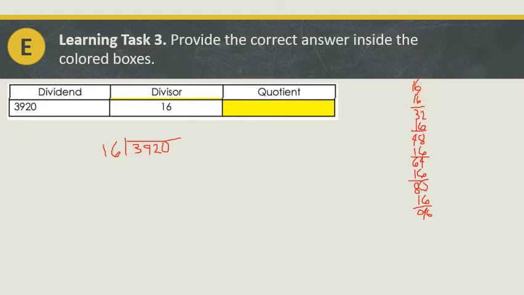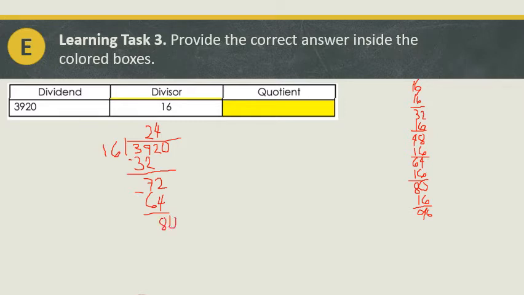1, 2. So, dalawa. 2 times 16 is 32. 39 minus 32 is 7, so 72. Okay, so 72. Alin dito ang hindi lalagpas ng 72? So, ito lagpas na. So, dito tayo sa sunod, 64. So, ilang 16 yon? 1, 2, 3, 4. And 4 times 16 is 64. So, subtract natin. 72 minus 64 is 8.